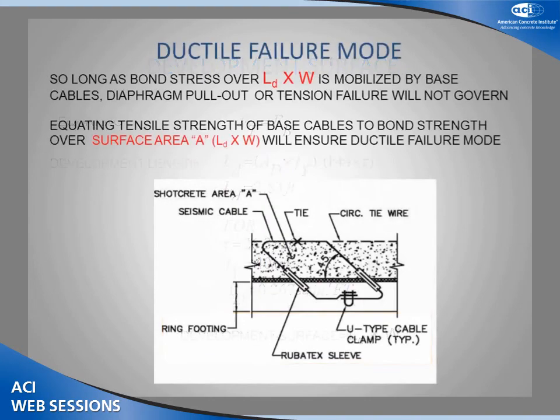So the concept is to ensure the ductile failure mode. You want to engage the base cable in such a way, make sure I got that, yeah. You want to have a loop detail in such a way that the area enclosed by the loop has sufficient strength that will exceed the yield of the base cable. So that's a simple concept, and the way you do that is L sub D times W.